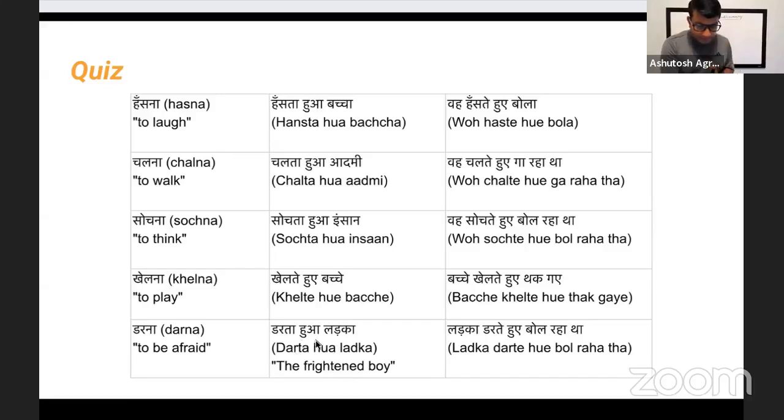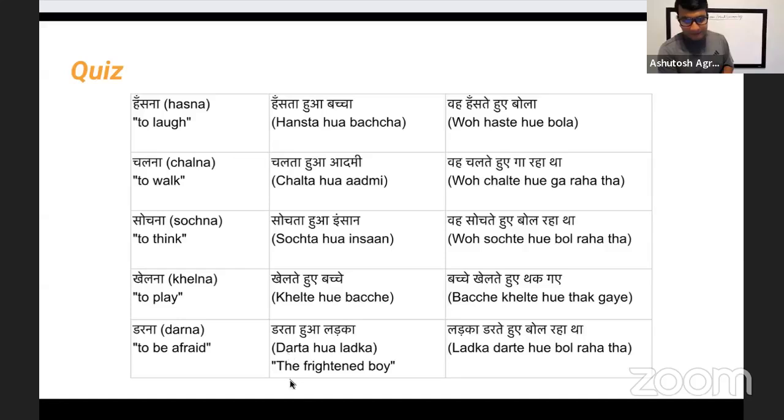Can anyone tell? I missed last week's class, so. Oh, it's all good. This one, can anyone tell? It is डरता हुआ लड़का. What if it was डरा हुआ लड़का? What is the difference between डरता हुआ लड़का and डरा हुआ लड़का? Like right now, it is डरता हुआ लड़का. The one who's afraid. Okay. So the only difference is डरता versus डरा.